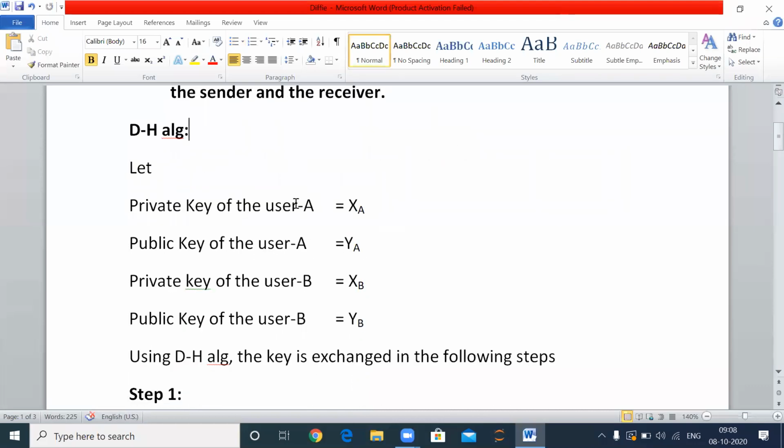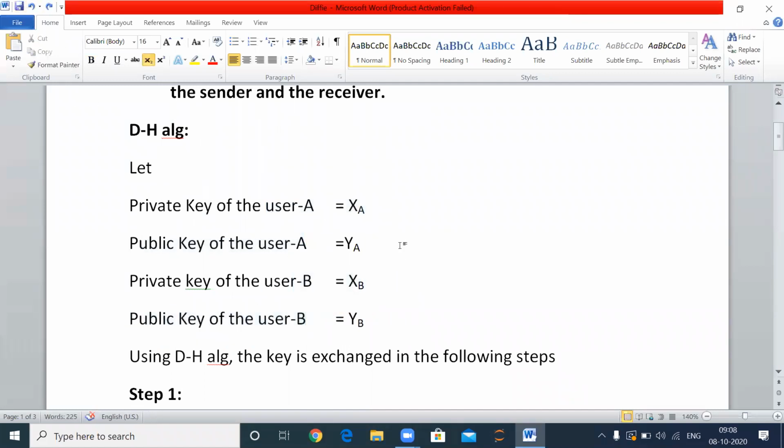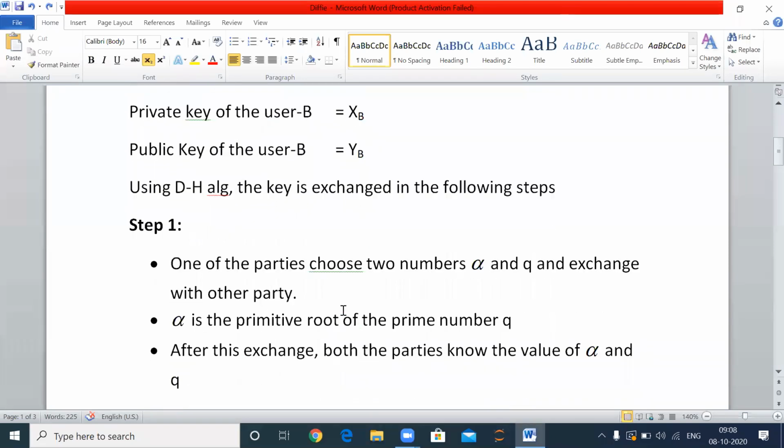Here, the sender is considered as user A and the receiver is considered as user B. Now, we are using public key cryptography, which means user A has public and private keys, and user B has public and private keys. What are the steps we follow in the Diffie-Hellman key exchange algorithm?